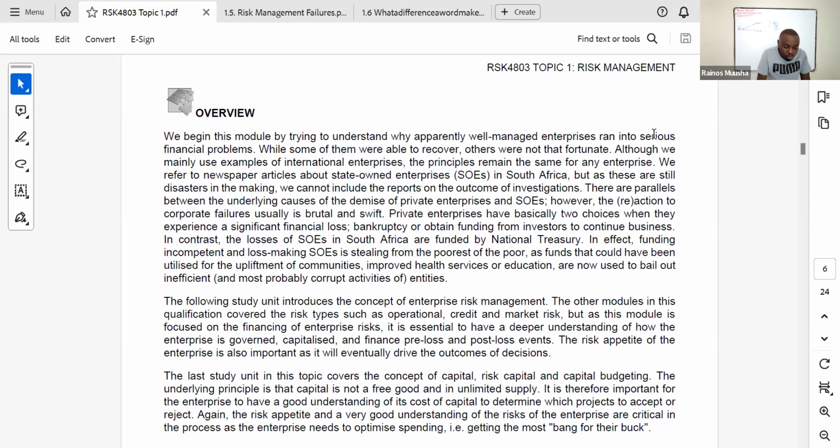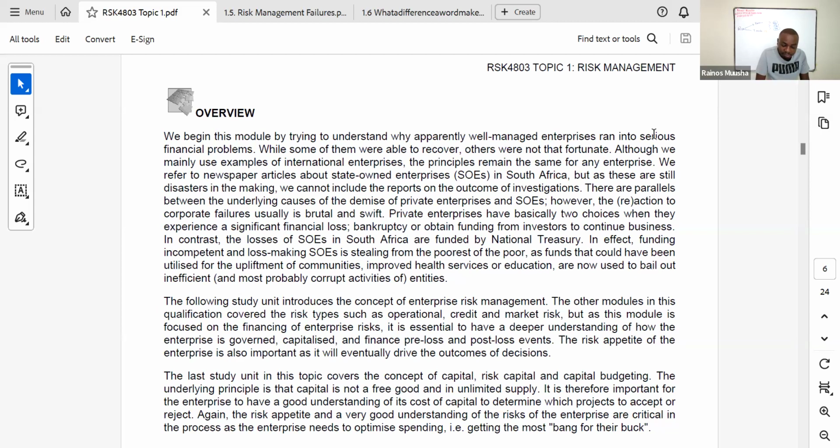Although we refer to newspaper articles about state-owned enterprises in South Africa, as these are still disasters in the making, we cannot include the reports on the outcome of investigations. There are parallels between the underlying cause of the demise of private enterprises and SOEs. However, the action or reaction to corporate failures usually is brutal and swift.